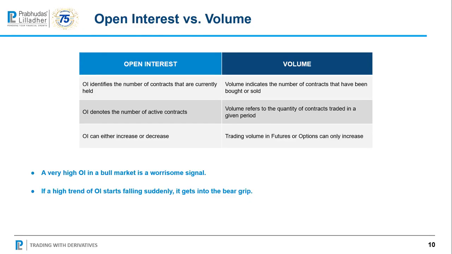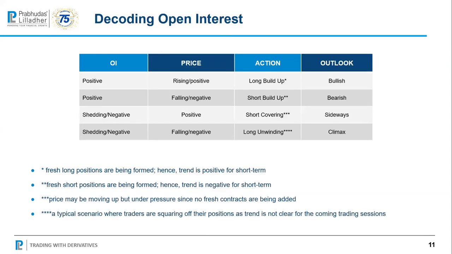But what happens? Suddenly, you don't know whether the people bought the contract the previous day and would just immediately go for profit booking. Suddenly the price falls and it goes into negative territory. So very high OI in a bull market is a very worrisome signal. One has to understand to stay away from very high OI in the early morning of the market. So this is the thumb rule that we follow.